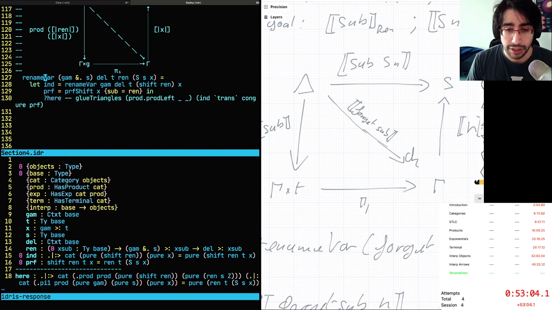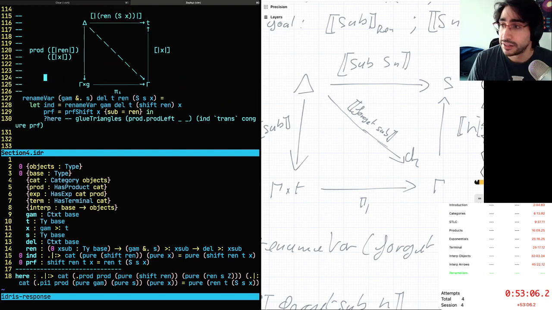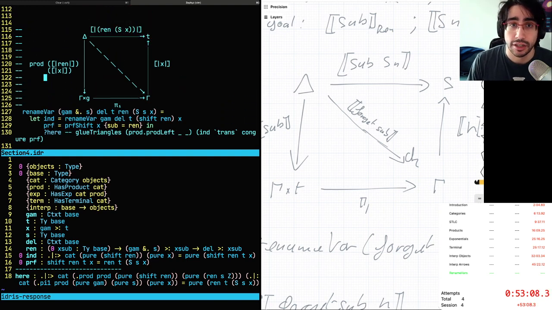And if we draw this as a diagram, it is this square here. So this is the renaming applied to s of x. This is the product, which is defined here. This is pi 1, and this is x.